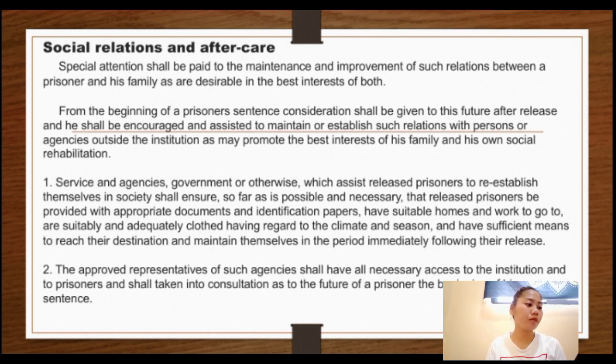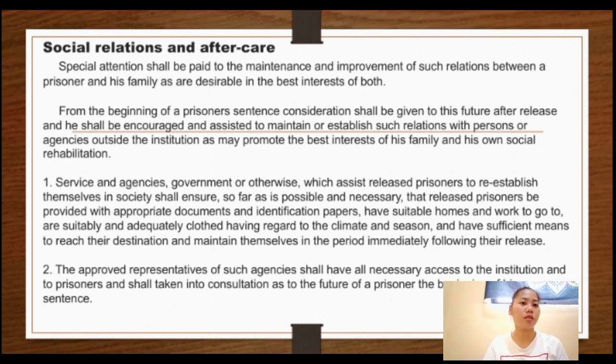Number 1, service and agencies governmental or otherwise which assist released prisoners to re-establish themselves in society shall ensure so far as is possible and necessary that released prisoners be provided with appropriate documents and identification papers, have suitable homes and work to go to, are suitably and adequately clothed having regard to the climate and season, and have sufficient means to reach their destination and maintain themselves in the period immediately following their release.